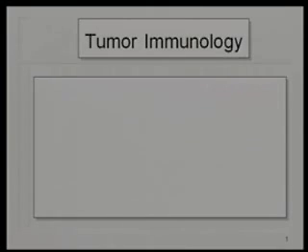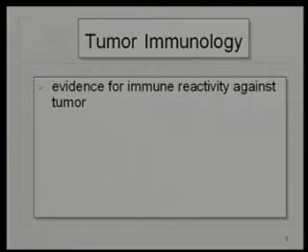Some came from the clinical observations, others from experimental models. And what I'll do is go over the evidence for the role of the immune system in tumor immunosurveillance. Evidence for immune reactivity against tumors: those humans who were unfortunate to have some sort of malignancy often had antibodies that reacted with the tumor tissue, malignant tissue, but not with the normal. They also had lymphocytes that reacted to extracts of tumor tissue.